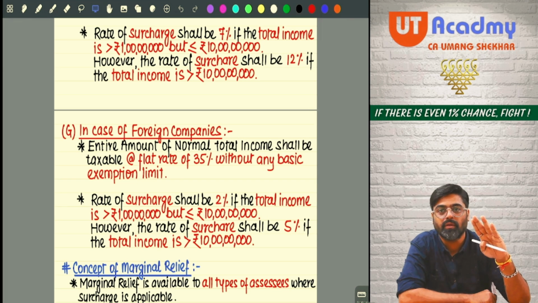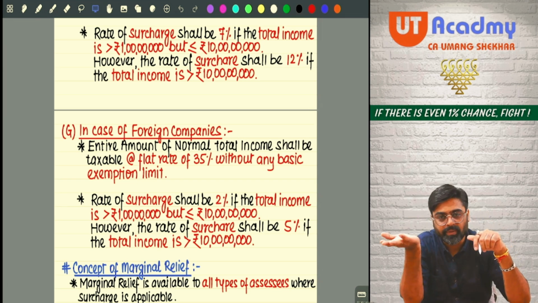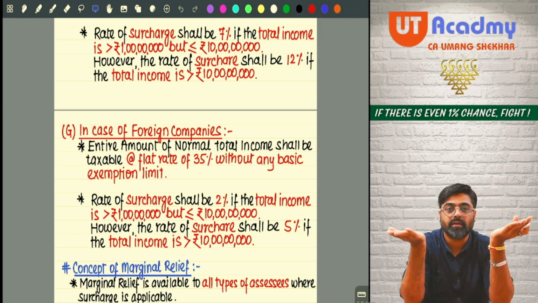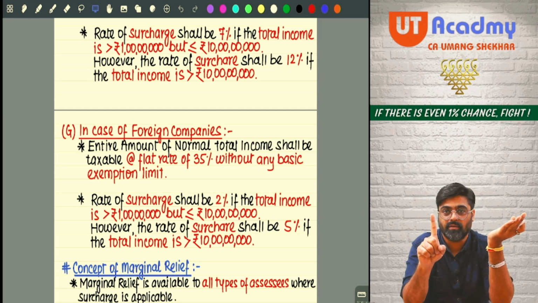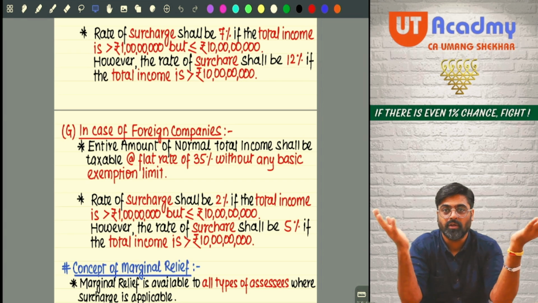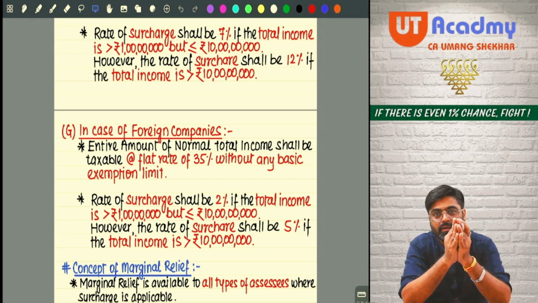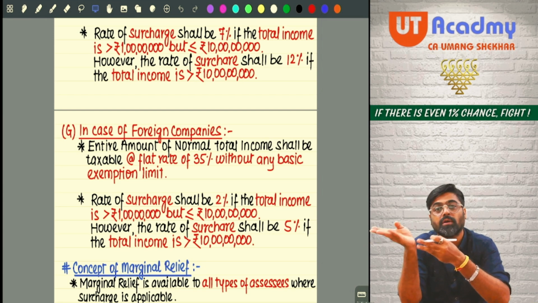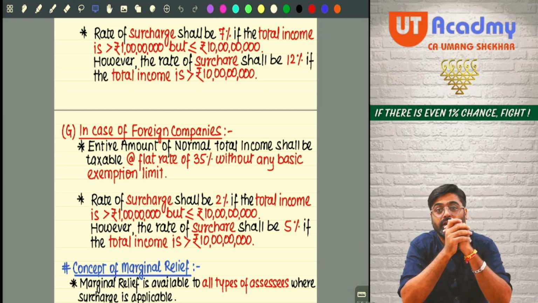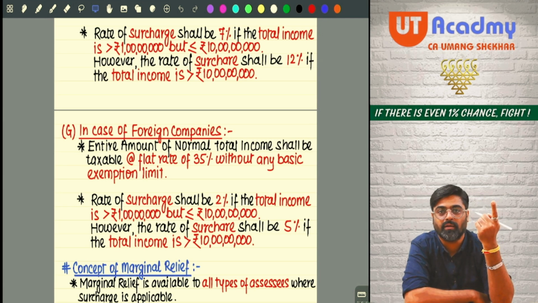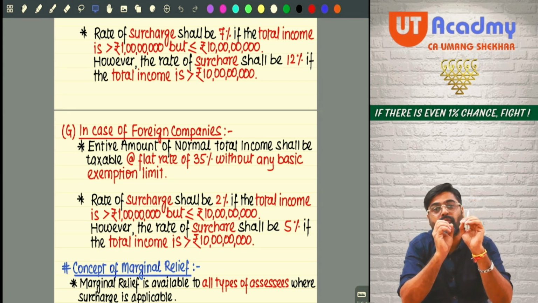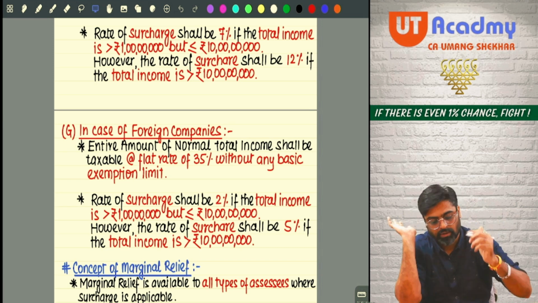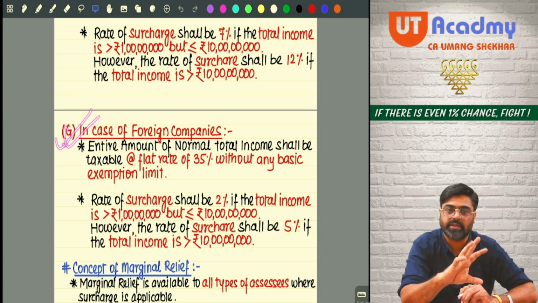Understanding? See, special income at special rate, normal incomes at flat rate of 35%. Both the taxes taken together, tax on total income. Now on this tax, apply what? 2% surcharge if the total income is more than how much? 1 crore. But if the total income is more than 10 crores, then on the entire tax, apply 5% surcharge. That's it. The rate of tax for foreign companies done.